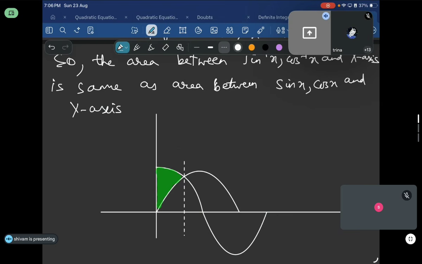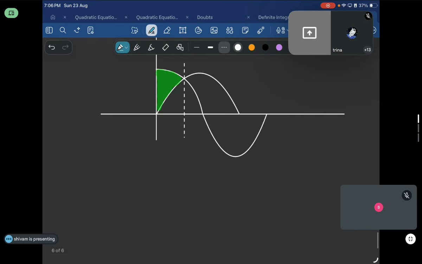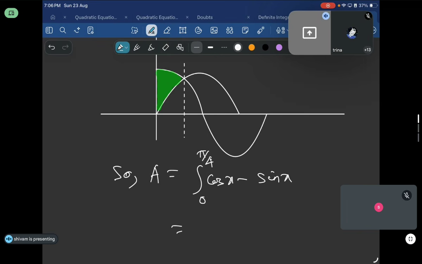Which one is the upper curve? Cos x. So can I say that the area is equal to integral from 0 to pi by 4, cos x minus sin x. Done. What is the integral of cos x? Sin x. What is the integral of minus sin x? Plus cos x. So we need to substitute from 0 to pi by 4.